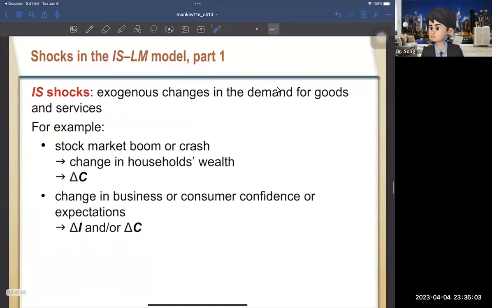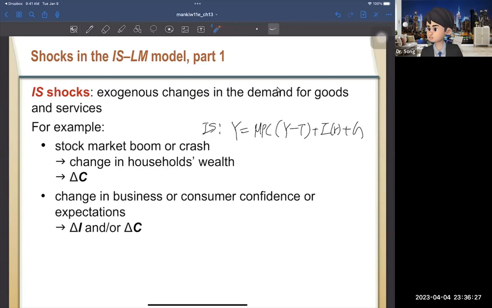Now let's talk about the shocks. So the IS shock is basically the shocks that shift this IS curve. For example, stock market boom or crash, or the change in business or consumers' confidence or expectation. So from there, you get to know basically that affects this equation, Y equals MPC times (Y minus T) plus investment plus government spending. That captures the IS curve, right?